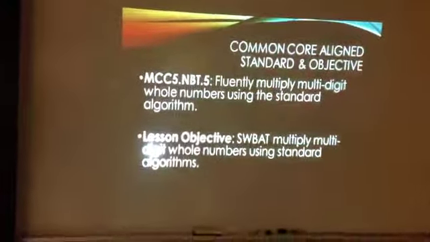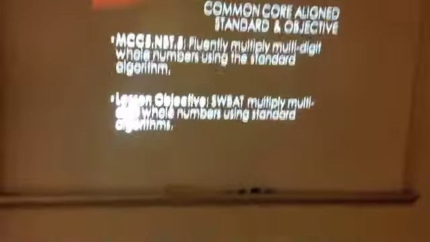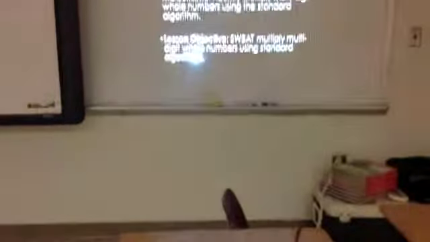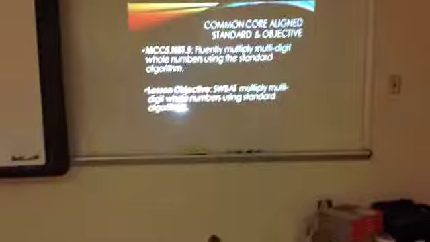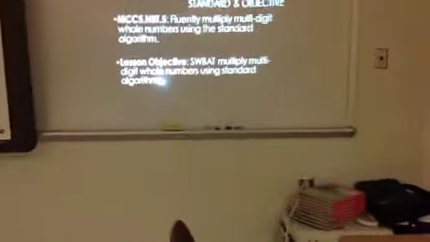Let's go. Common Core aligned standard and objective. You've already read this. MCC 5 NBT 5, fluently multiply multi-digit whole numbers using the standard algorithm. Our lesson objective is what? The student will be able to, by the end of this lesson, do what, Osmond? What will we be able to do at the end of this lesson, Osmond? To know what an algorithm is, but also to be able to multiply multi-digit whole numbers, correct? Yes. Okay, so we got our standard, we got an objective.